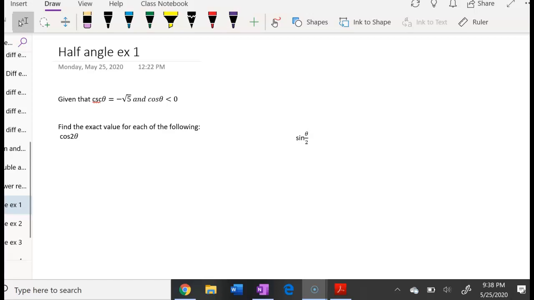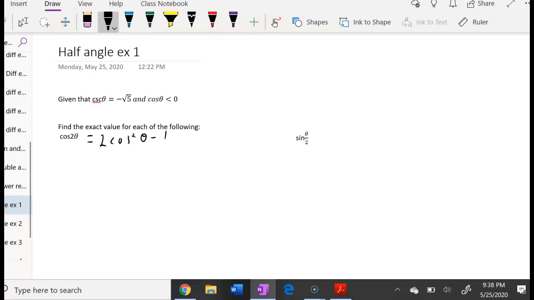So here we go. We're looking at a given situation where the cosecant of theta is negative root 5, and we know that the cosine is less than 0. And we're going to be looking for the cosine of 2 theta. So just as a reminder, the cosine of 2 theta, we can use a couple of different formulas for this one, but I'm just going to choose to use 2 cosine squared of theta minus 1.